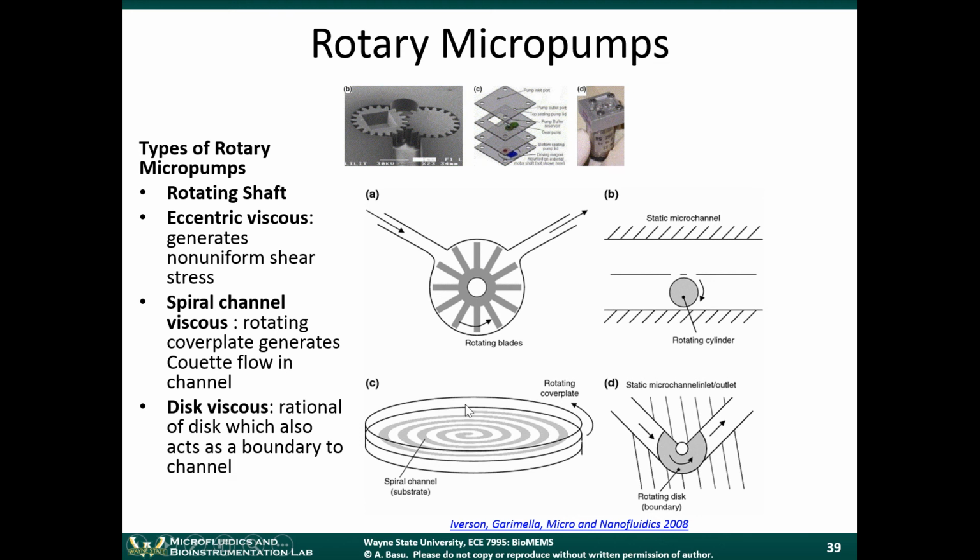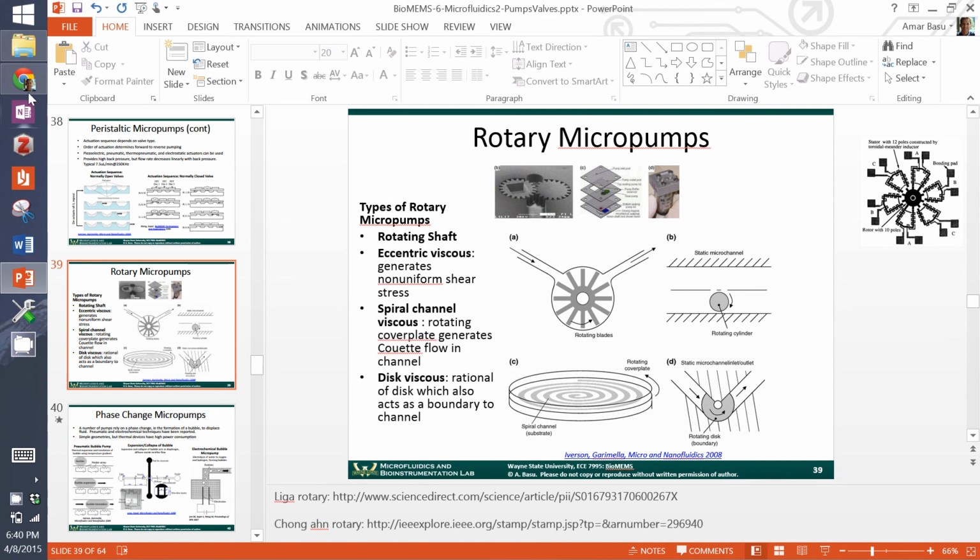Okay, so another way you could create a rotary micropump is by rotating the cover plate. If you have a spiral channel, and let's say, I'll draw this one out.